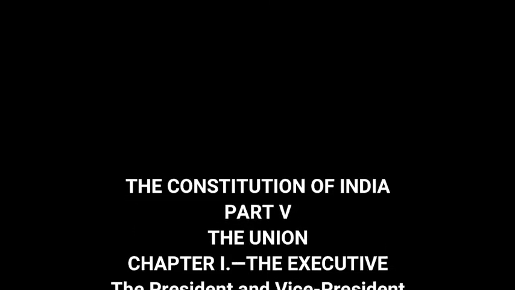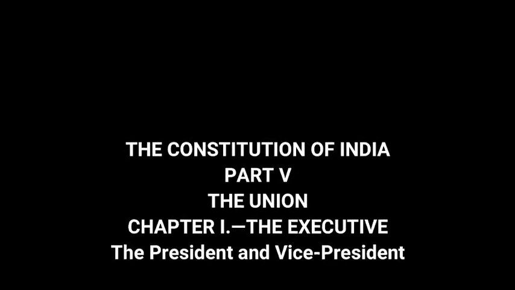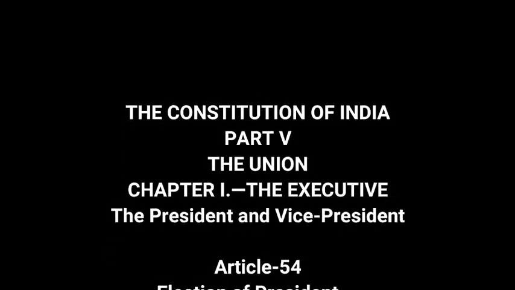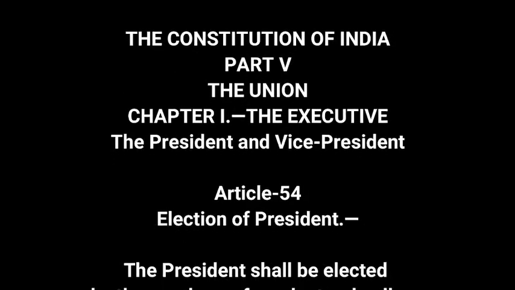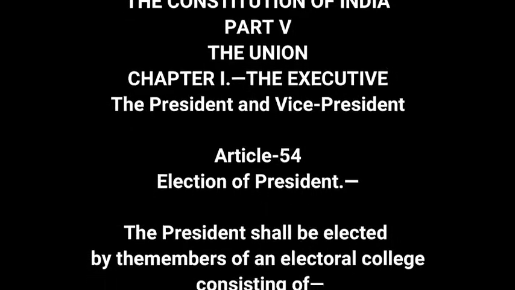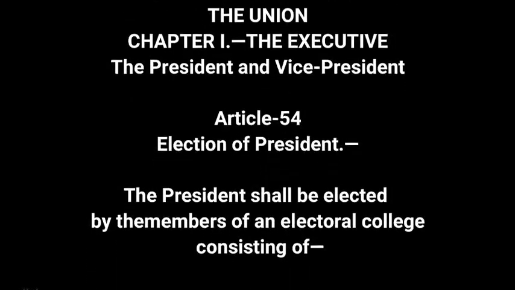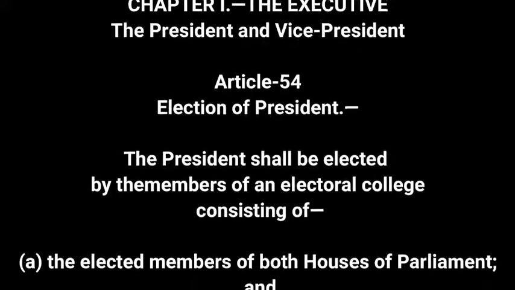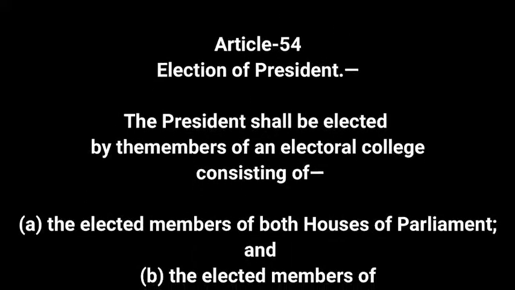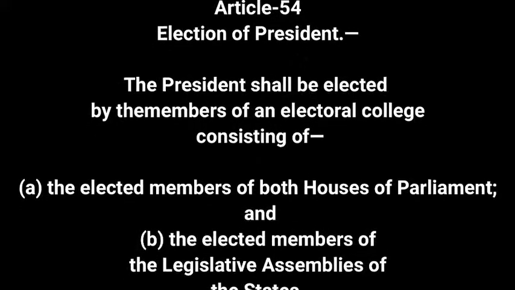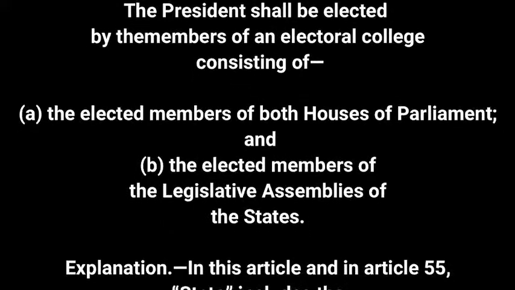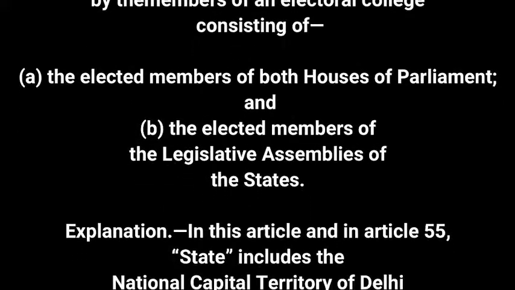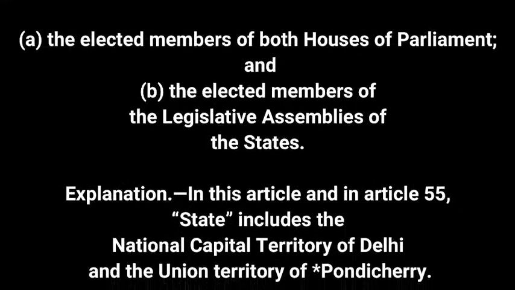The Constitution of India. Part 5. The Union. Chapter 1. The Executive. The President and Vice President. Article 54. Election of President. The President shall be elected by the members of an electoral college, consisting of a. the elected members of both Houses of Parliament, and b. the elected members of the legislative assemblies of the states.